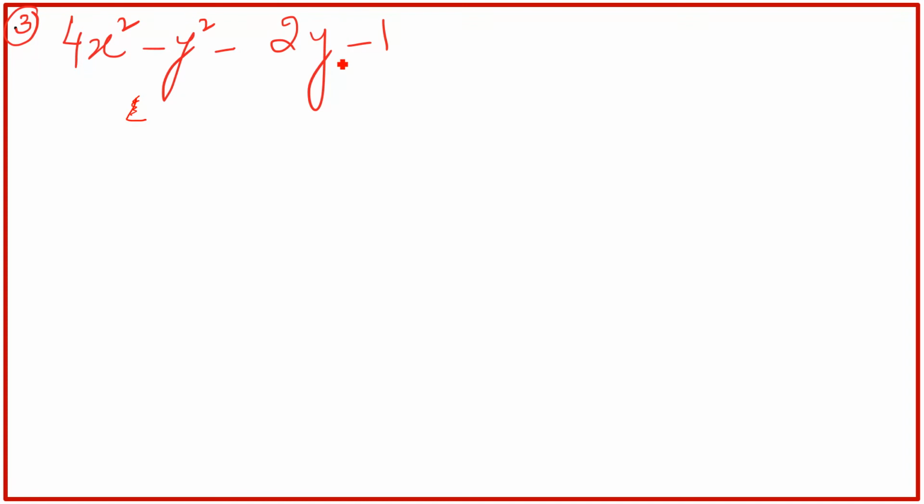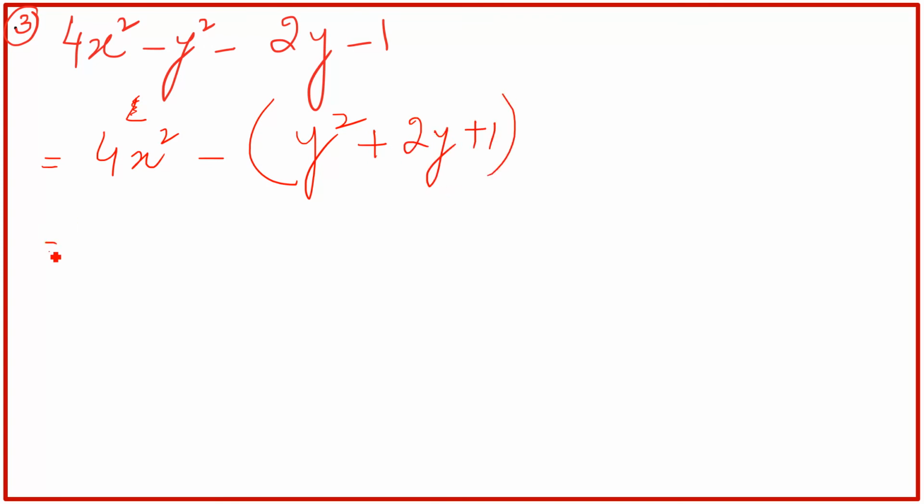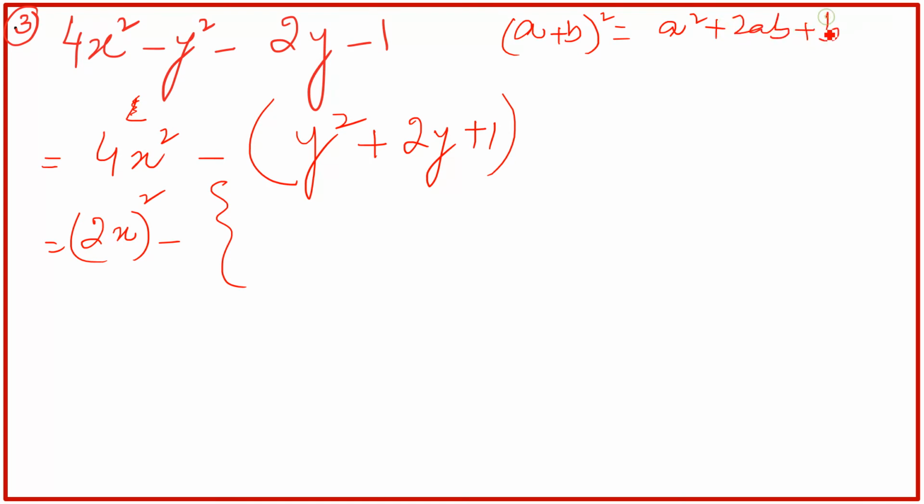So see, this is y and a constant. We will keep 4x square separate, and take the minus sign as common: y square plus 2y plus 1. So 4x square is the square of 2x. We can write it like this. But this one is (a plus b) whole square. See, (a plus b) whole square is equal to a square plus 2ab plus b square.